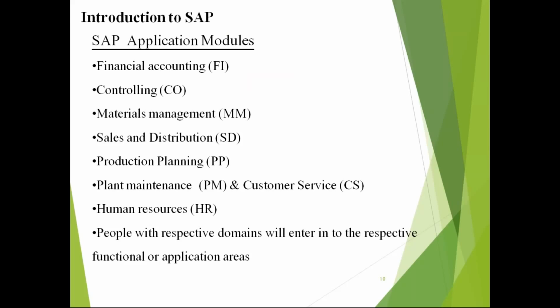We have financial accounting, that's your FI. You have controlling, that's your CO. You have materials management, sales and distribution, production planning, plant maintenance and customer service, human resources. I've just listed some of the widely used ones. There are about 50 to 60 functional modules. We are not going into all these areas. People with respective domains will enter the respective functional area. A person entering finance and accounts, or the FI and CO module, is expected to have knowledge about how to generate a profit and loss account and a balance sheet. The accounting fundamental concepts should be good enough to understand what is happening here.